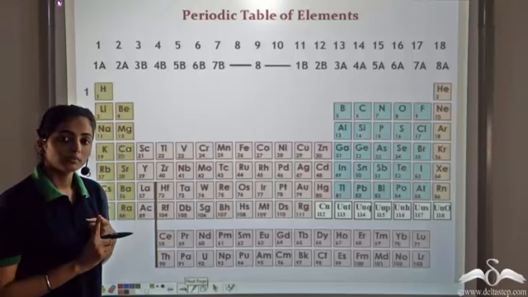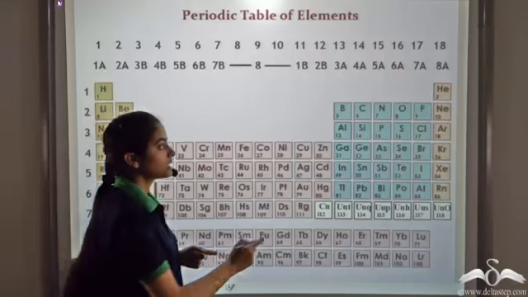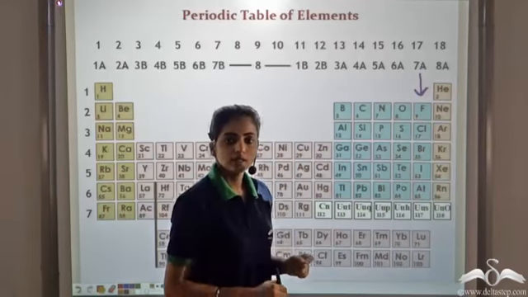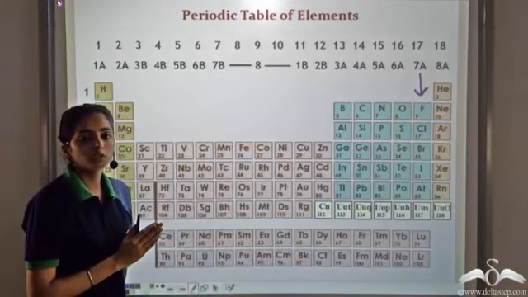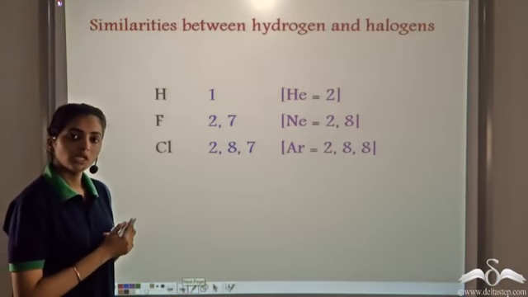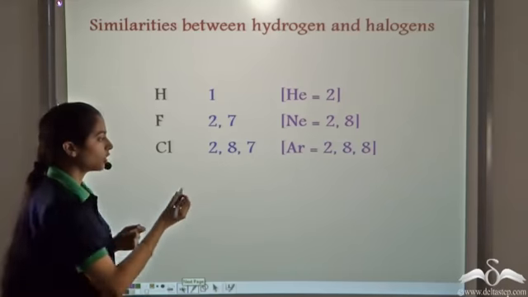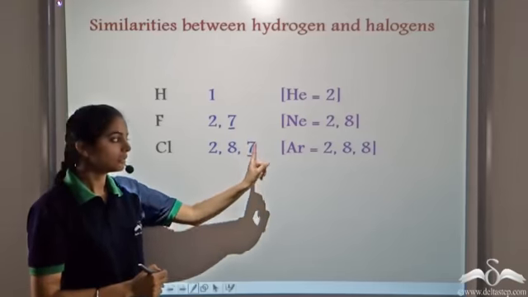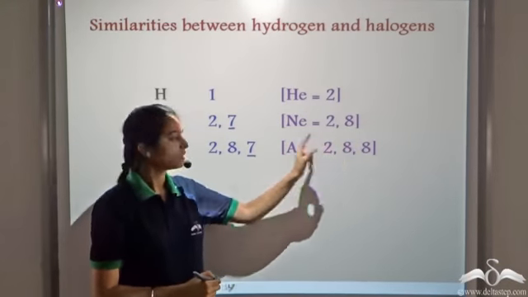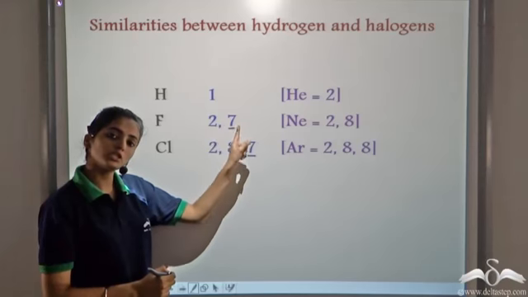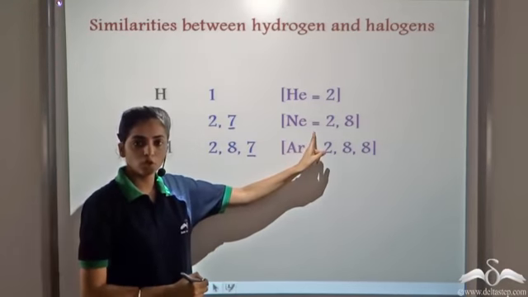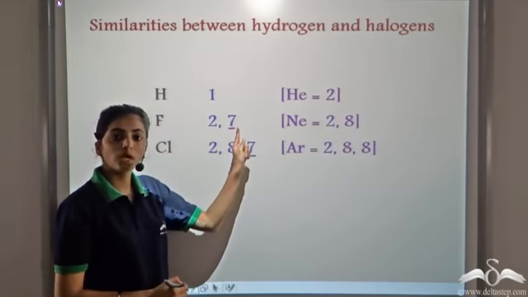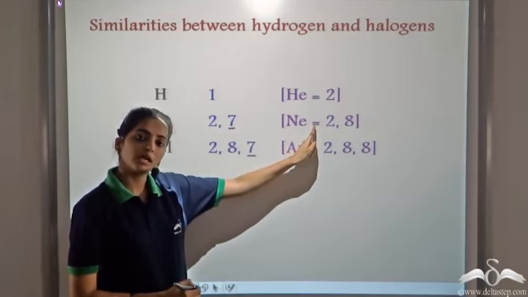But at the same time, hydrogen also shows properties similar to the group 7 elements, that is halogens. Let's see how hydrogen is similar to halogens. All the halogens are one electron short in the valence shell of that of the nearest noble gas. So fluorine has an electronic configuration 2,7. The nearest noble gas is neon, which has 2,8 electronic configuration. So the outermost shell has one electron less than the nearest noble gas.